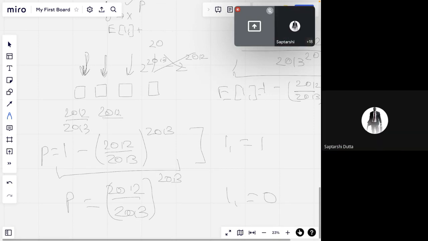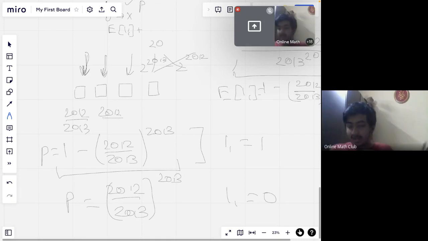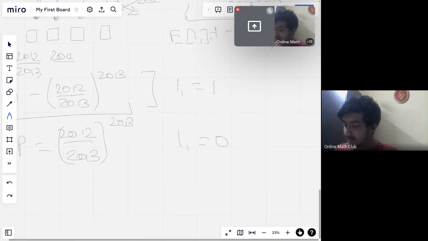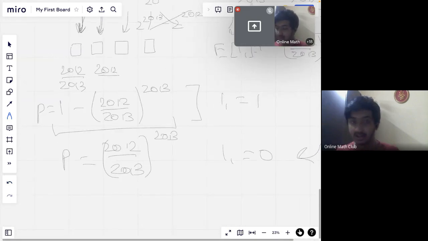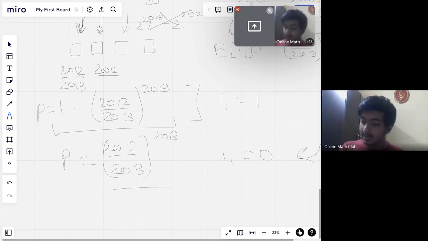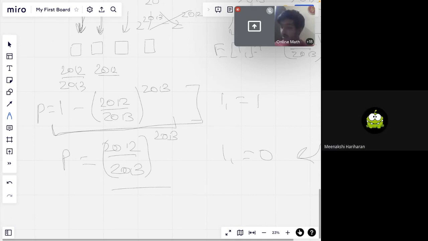So we multiply, so it's (2012/2013) to the power 2013, because the probability that one is not there in any of them is the multiplication of all of these. The probability that one is not in any of these means that I1 is 0. That's how we define the indicator variable I1, that one is not there. So this is the probability, and the probability that one is in the set is this.